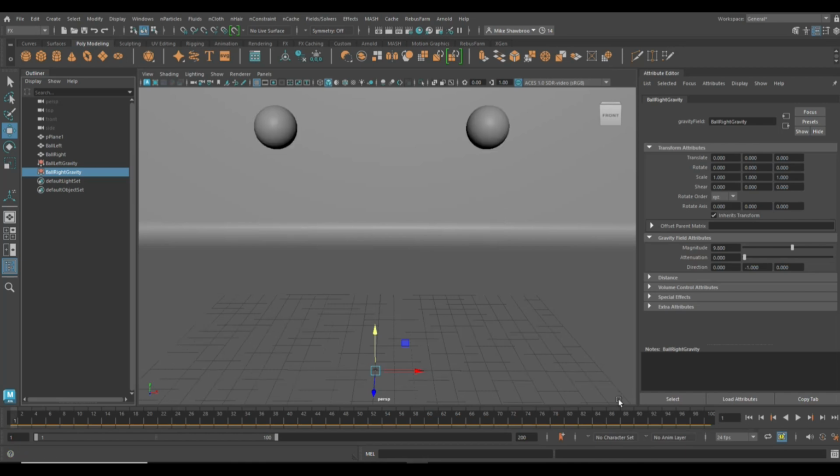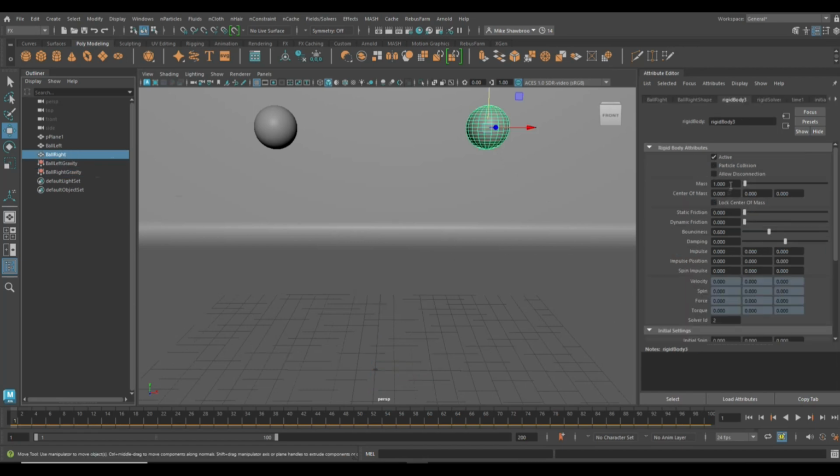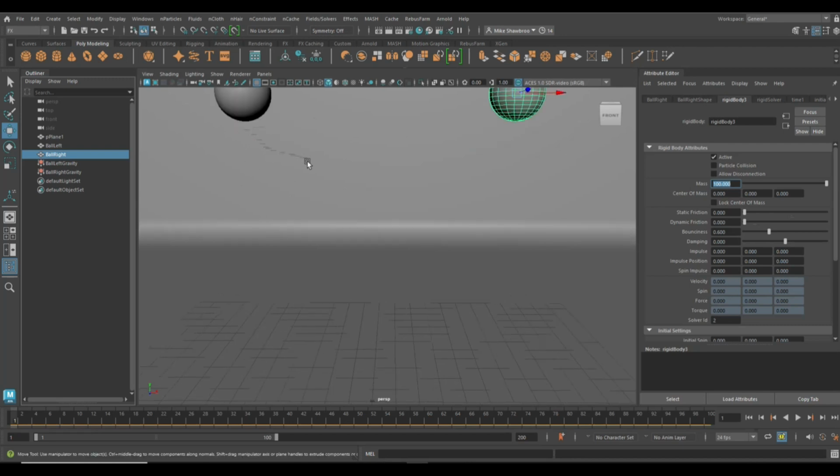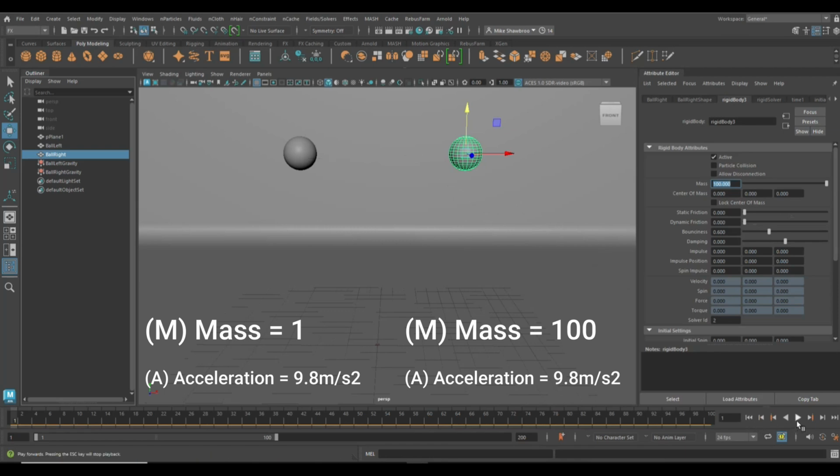All right, now to prove to you that mass is something very different than weight, I'm going to change the mass of the ball on the right-hand side. So we're going to go to the ball on the right, and I'm going to increase that mass from 1 to 100. So now we both have the same gravity, but the one on the left has a mass of 1, and the one on the right has a mass of 100. What do you think is going to happen? Okay, let's jump to frame 1 and let's hit play.